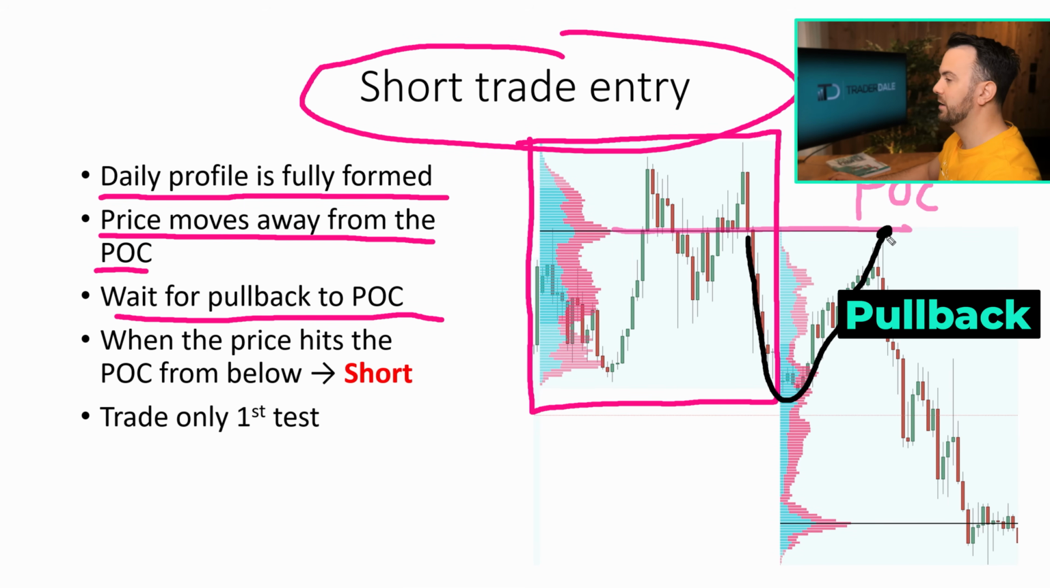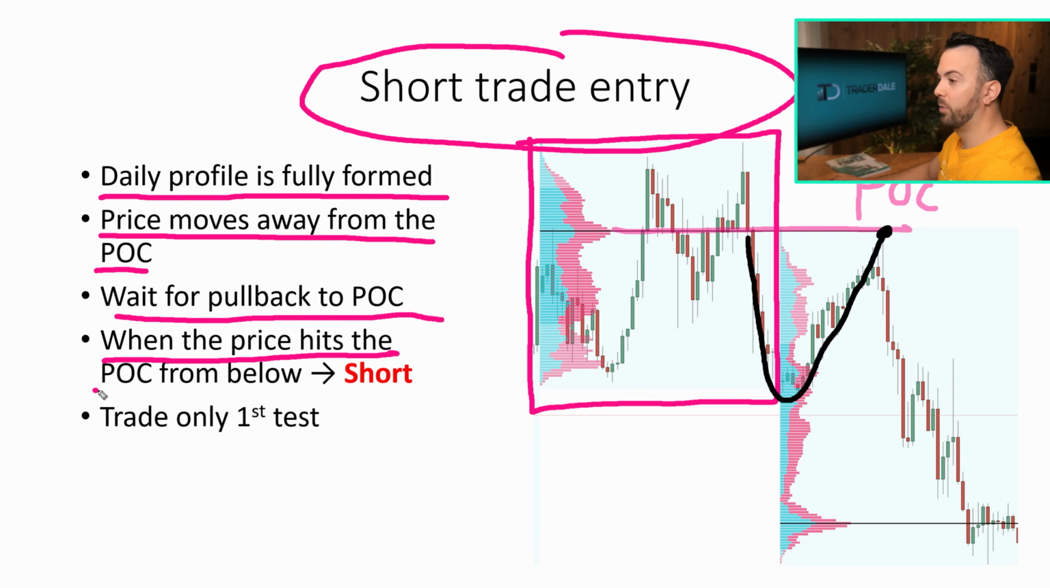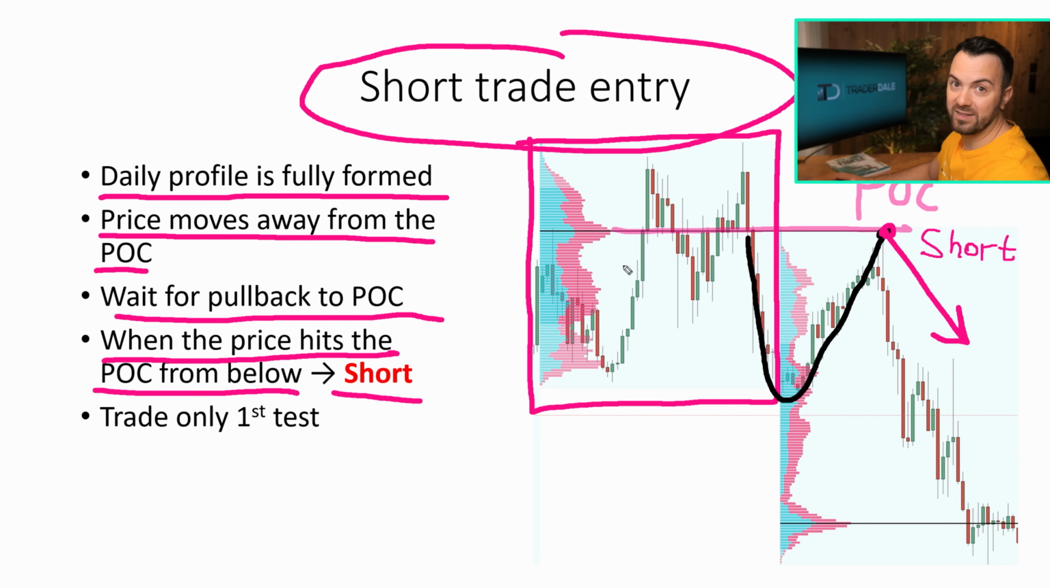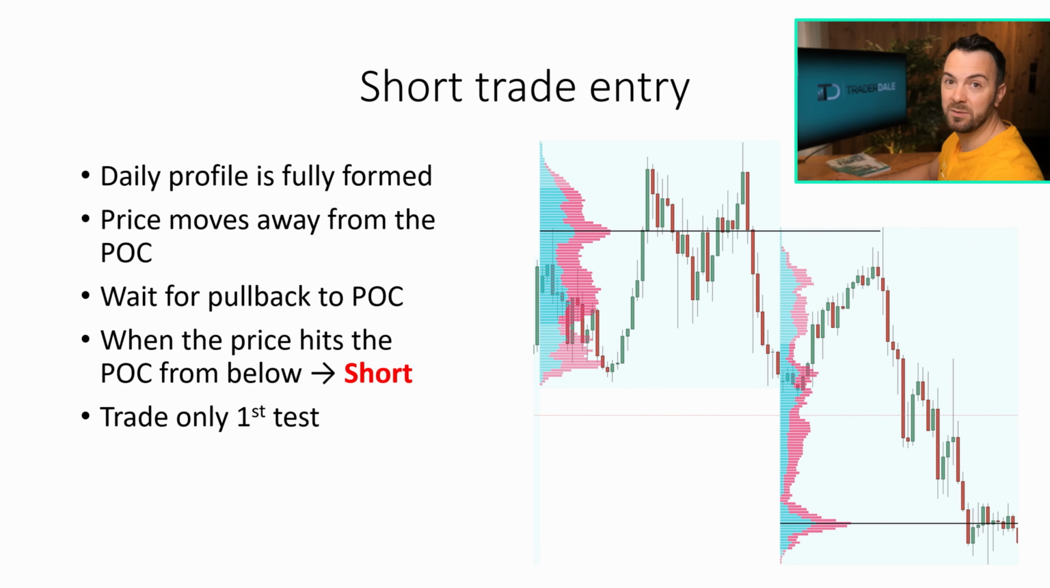This is the pullback, okay? When the price hits the point of control from below, you go short. That means short from here. And that's it. One last rule, the same as before, trade only the first test. And that's the short trade entry, okay? It's quite simple, isn't it?